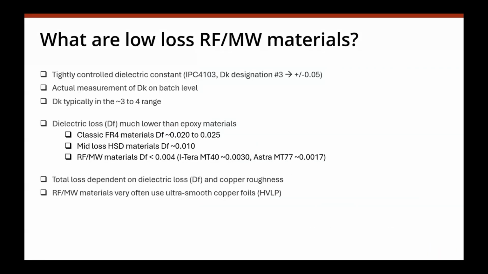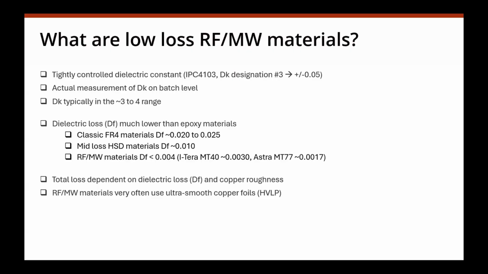Starting with how we define low loss RF microwave materials. And to me, one of the major differences is that you have a very tightly controlled dielectric constant. In our case, it's typically plus minus 0.05, which is one Dk designation listed in IPC 4103. And that tightly controlled dielectric constant is actually measured on a batch level of material. So you really ensure that material that gets sent out is hitting the Dk that is advertised.